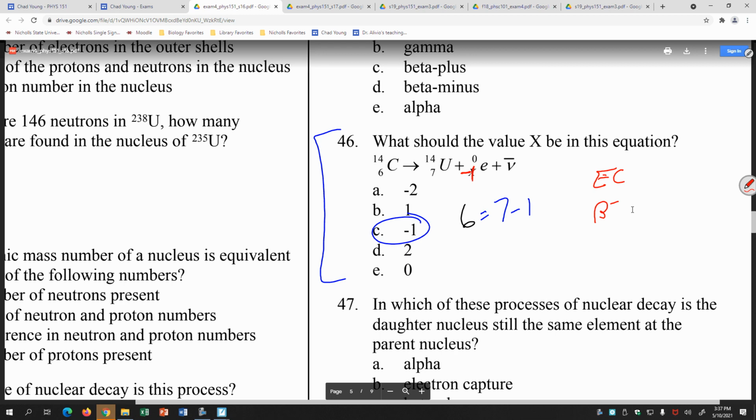The reason it's beta minus is because this is on the right-hand side of the equation. If that electron was over here, then that would be electron capture. Okay, it'd have a different product too, right? It would have, number 5, it'd have boron. Okay?